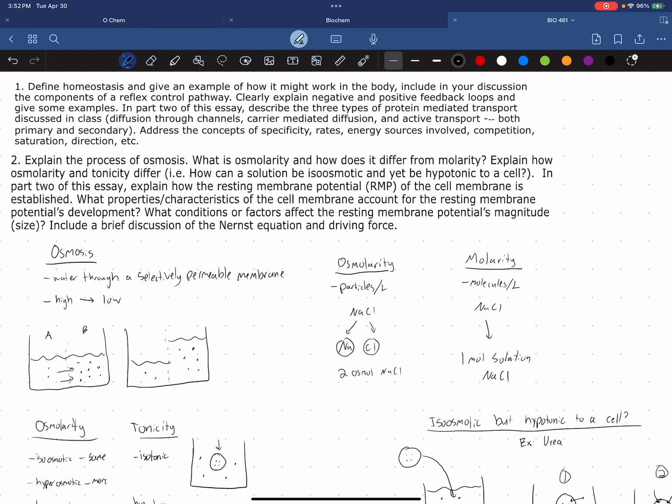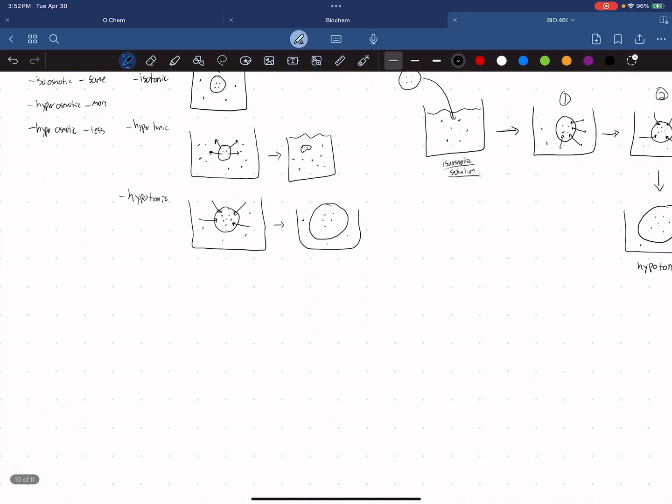All right, so for part 2 of this essay question, we're going to talk a little bit about resting membrane potential. So if we come down here, RMP, resting membrane potential, is equilibrium of concentration and electrical gradients.